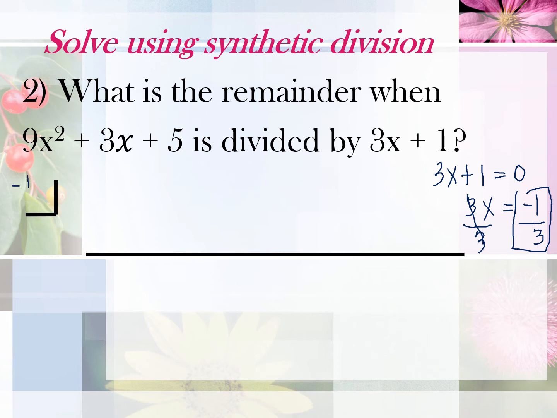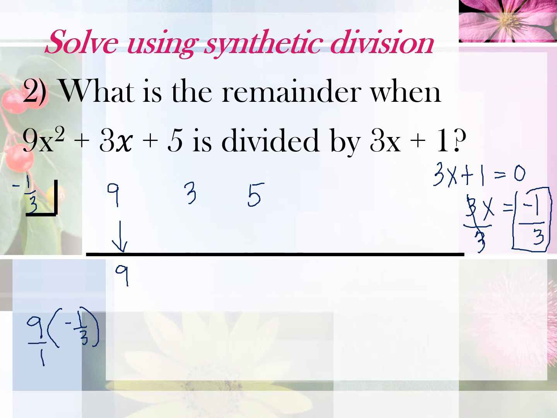So, we have negative 1/3 dito. And then, we can now write the coefficients of our dividend. We have 9, 3, and 5. Yan. So, yung first step natin is i-bring down na natin yung 9 sa third row. Then, proceed tayo sa multiplication. 9 times negative 1/3.